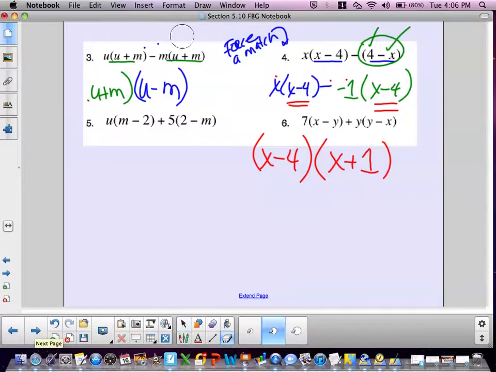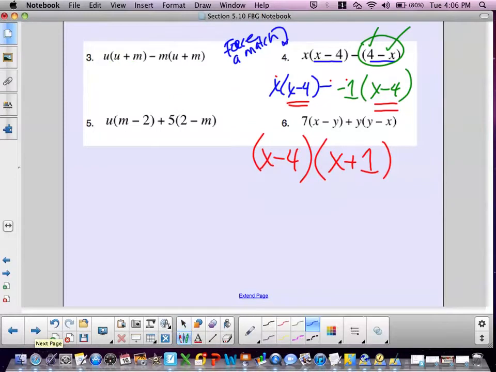Looking at number 5 is exactly like number 4. You can see that I have m minus 2 and 2 minus m. If I could create matching binomials here, then I could factor that out. So let me recopy. And now what I'm going to do is take this term 2 minus m, factor a negative 1 out, and write that as m minus 2.